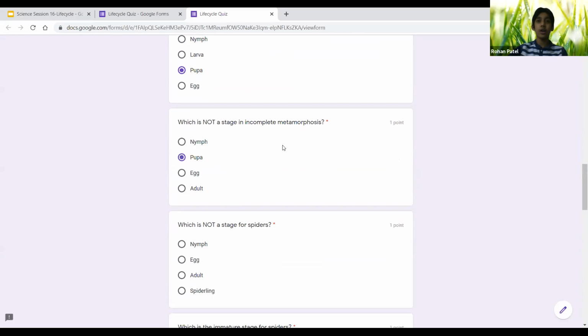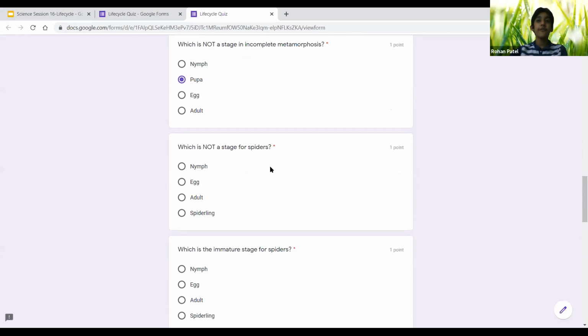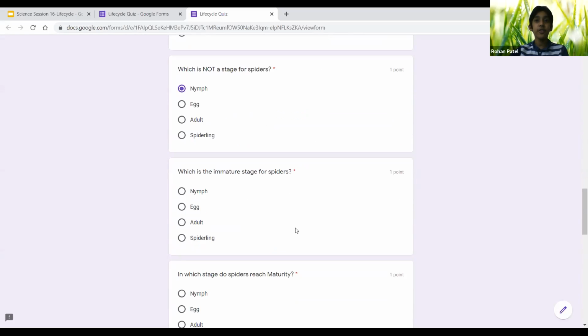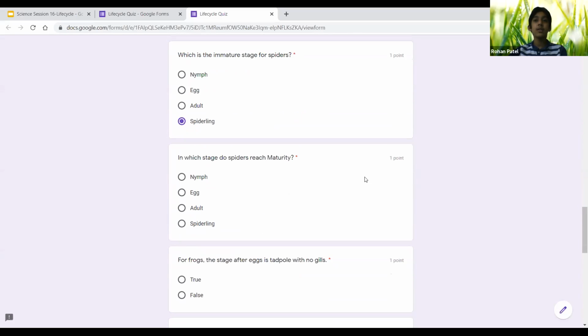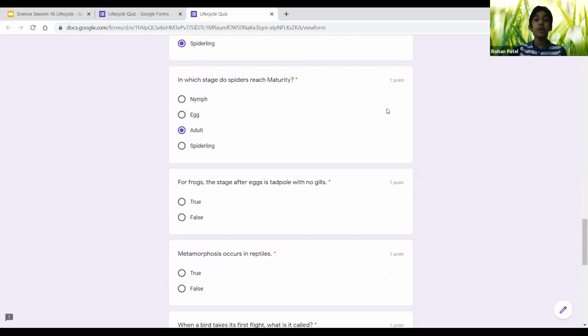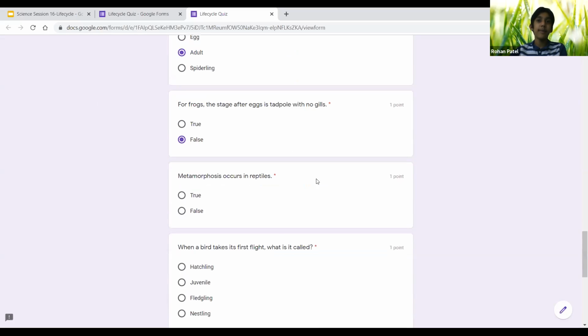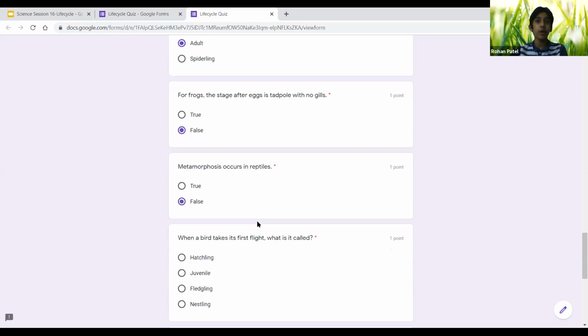The pupa does not occur. Which is not a stage for spiders? Spiderling, adult, and eggs. It's nymph. What is the immature stage for spiders? That's our spiderling. And when do spiders reach maturity? That's our adult. For frogs, the stage after eggs is tadpoles with no gills. That is clearly false, because the stage after eggs is tadpole with gills. Then they lose their gills. Metamorphosis occurs in reptiles. Of course, that's false.